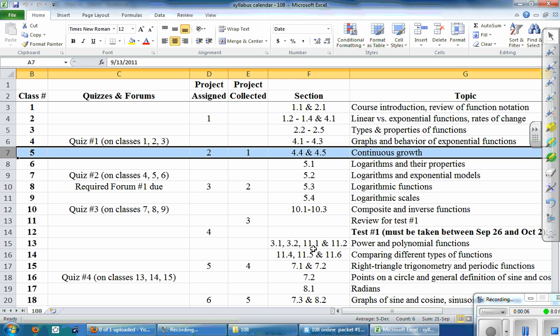Hello and welcome back. Today we cover sections 4.4 and 4.5, continuous growth.